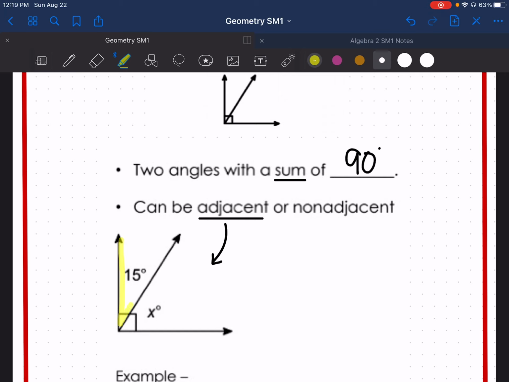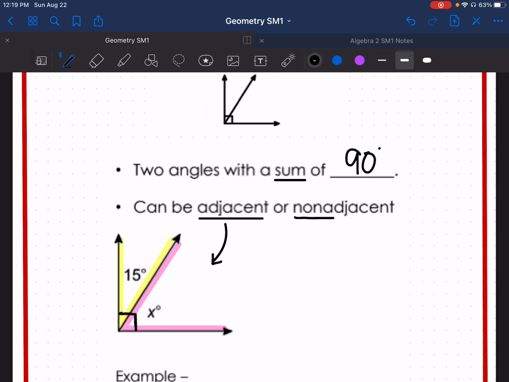So take a look here. Here's angle 1, it's 15 degrees. Here's angle 2, it's x degrees. And I know that they are complementary because of the 90-degree box right here. Okay, so 15 plus something has to equal 90 degrees.